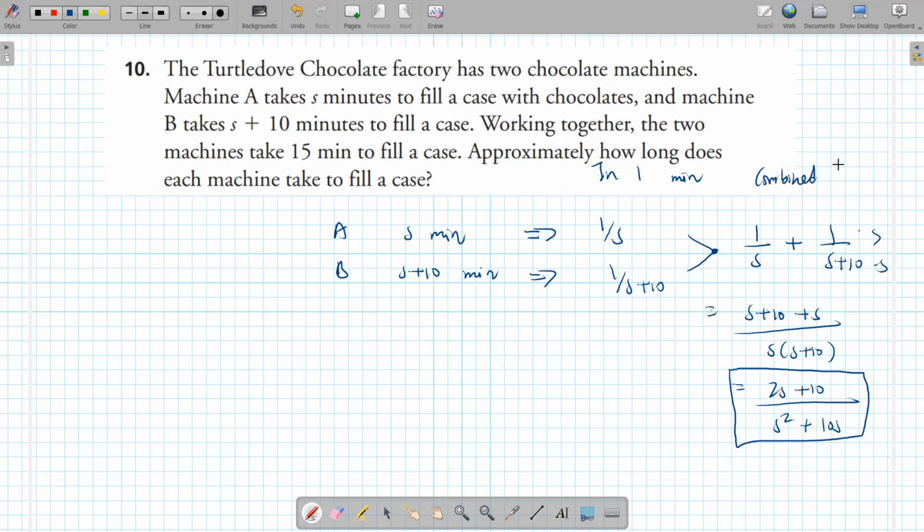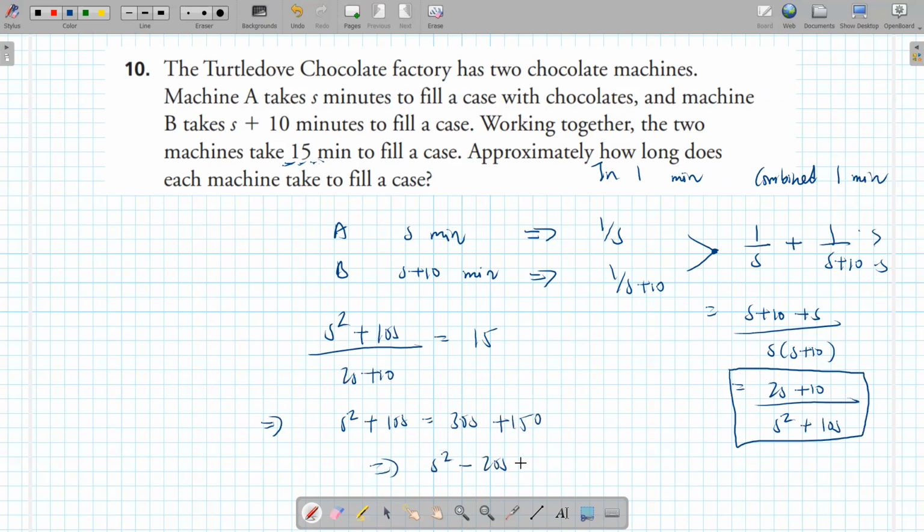How do we get the time it takes for them to finish the task if we have the combined 1 minute? You flip it, right? So we do S squared plus 10S all over 2S plus 10, and they have given us the time it takes for them to finish the job. It's 15. Multiply both sides by the denominator. You'll get 30S plus 150. Move 30S to one side. You'll get S squared minus 20S plus 150, right?